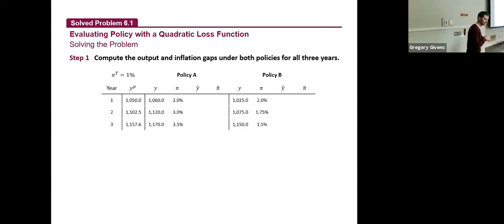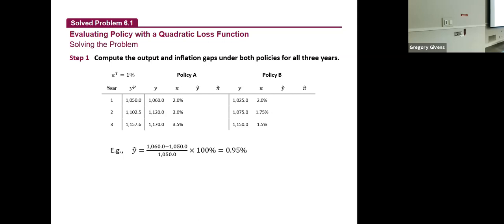the output gap. How do we compute the output gap, let's say, for year 1 under policy A? Remember how we define the output gap. It's the percentage difference of actual output from potential. So it's going to be what? It's going to be 1,060, that's actual output, minus potential output in year 1, 1,050, divided by potential output times 100% gives us 0.95%.